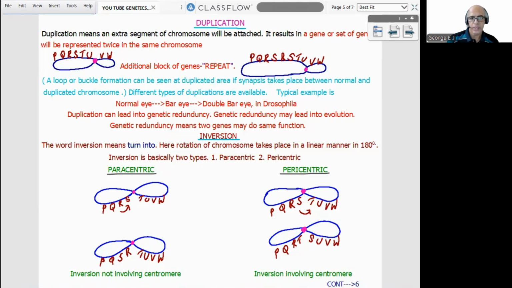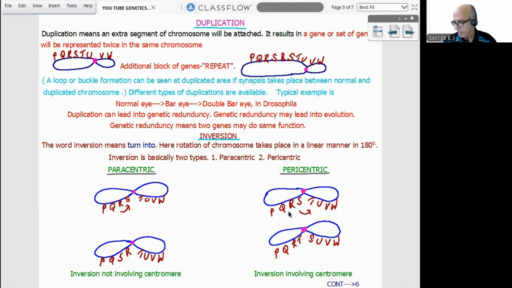Now comes the last one in that sequence, inversion. The word inversion means turn into. Inversion we are familiar with. Here, rotation of a chromosome segment takes place in a linear manner at 180 degrees. Inversion is basically of two types, again important: paracentric and pericentric. Again, diagrams are clear. See, in paracentric, the first arrangement is PQRS, TUVW. Here PQSR, RS becomes SR, before the centromere. So not involving the centromere, paracentric.